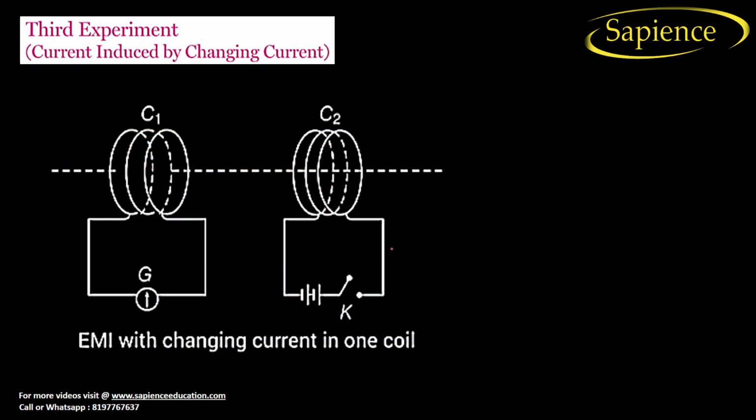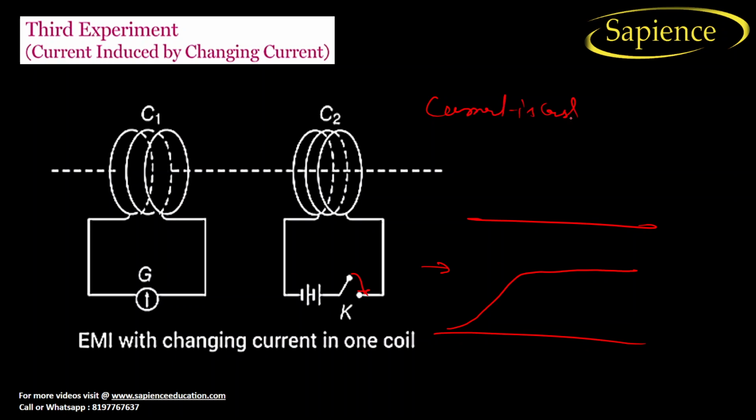Now, when it is switched on for a long period, the current becomes constant. See here, the current starts increasing and becomes constant. But when the current is constant, it has been seen that the reading is zero. Why? Because no change in flux happens. The magnetic field is there, but the number of field lines is not changing with the area. That's why no current is produced in this.